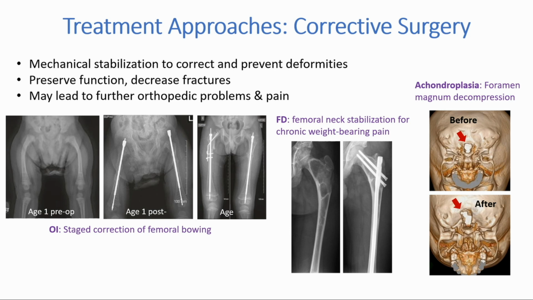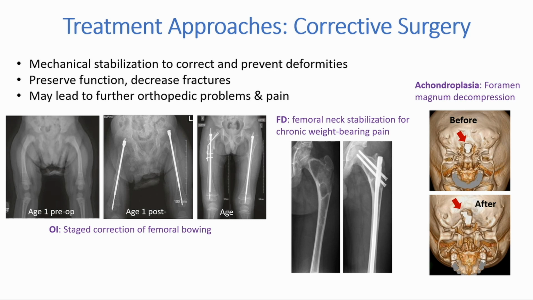So here we see an example of a staged correction of femoral bowing in a patient with OI using rods. Here we see a similar femoral neck stabilization in a patient with fibrous dysplasia. This is a really important procedure that can relieve pain due to orthopedic issues.